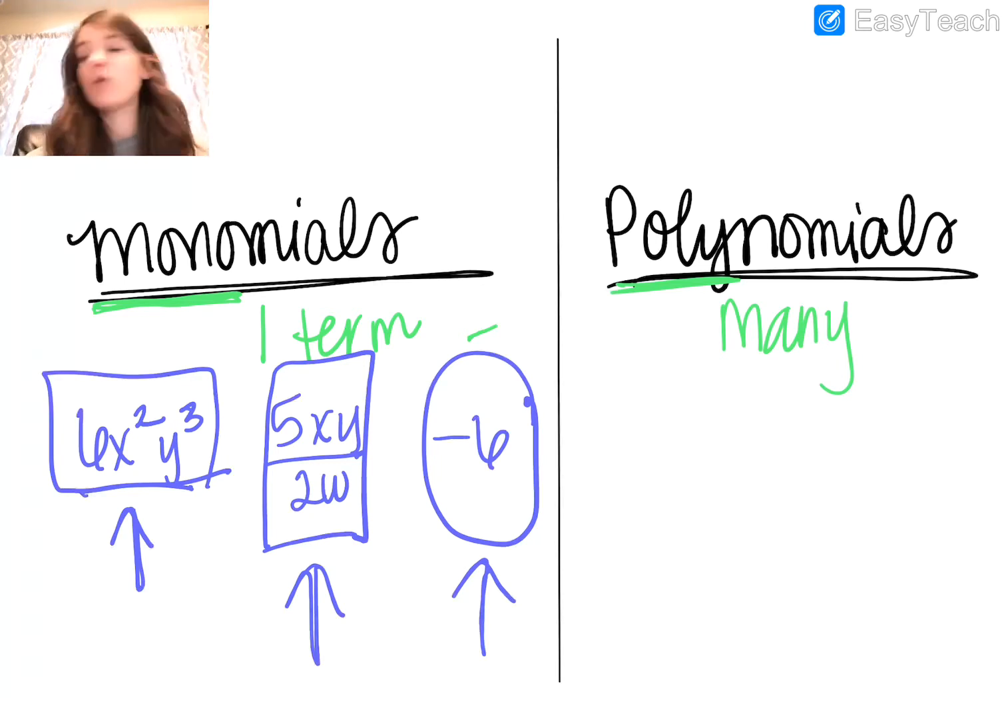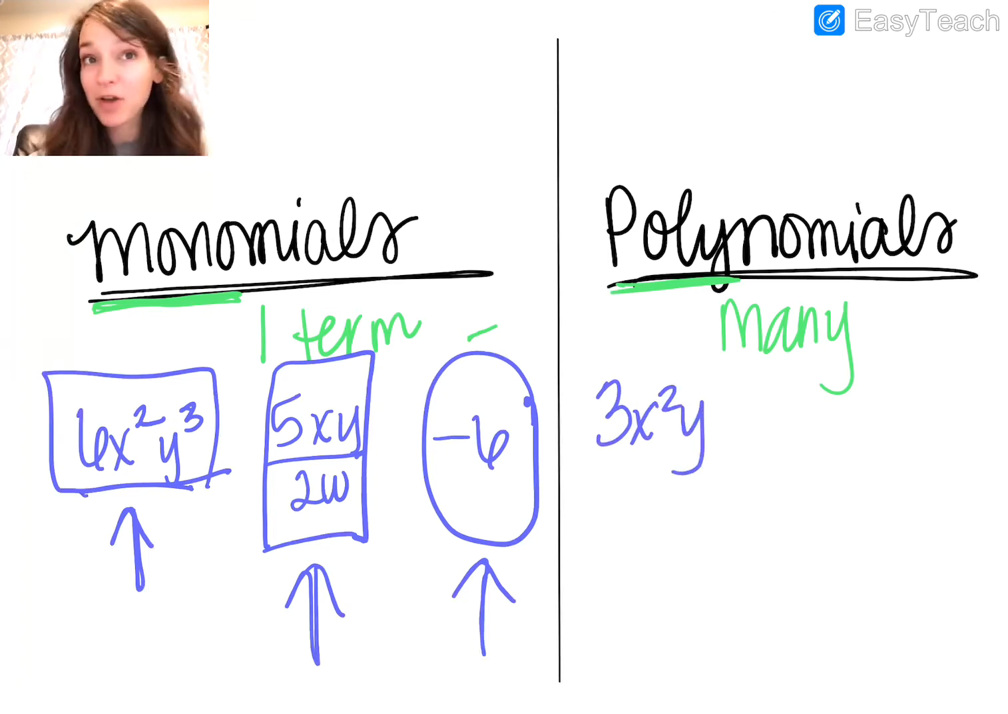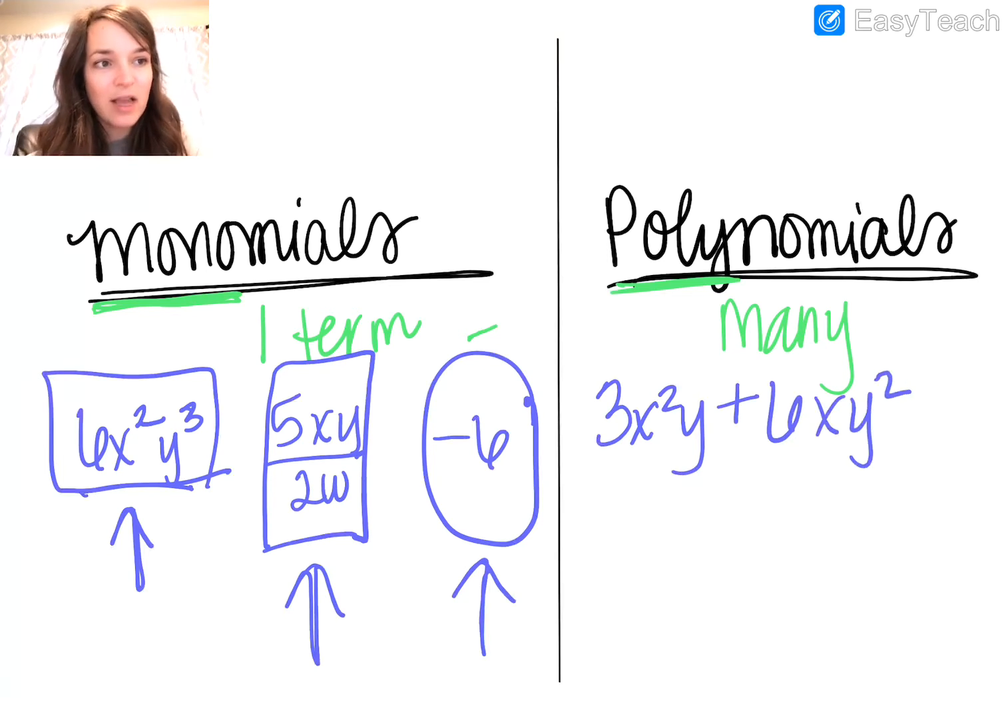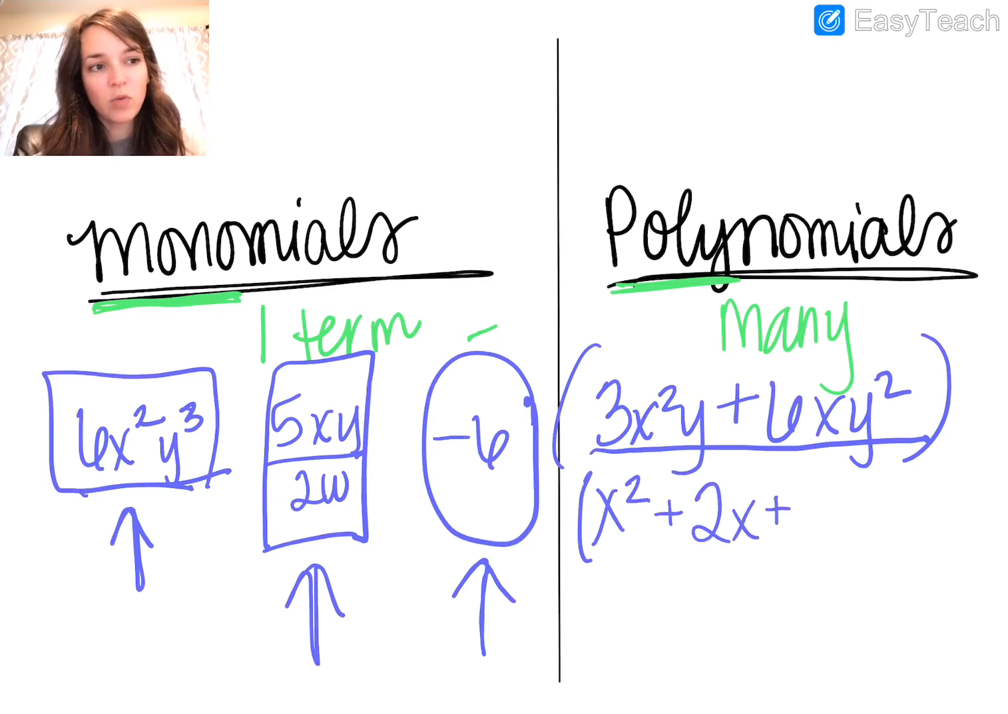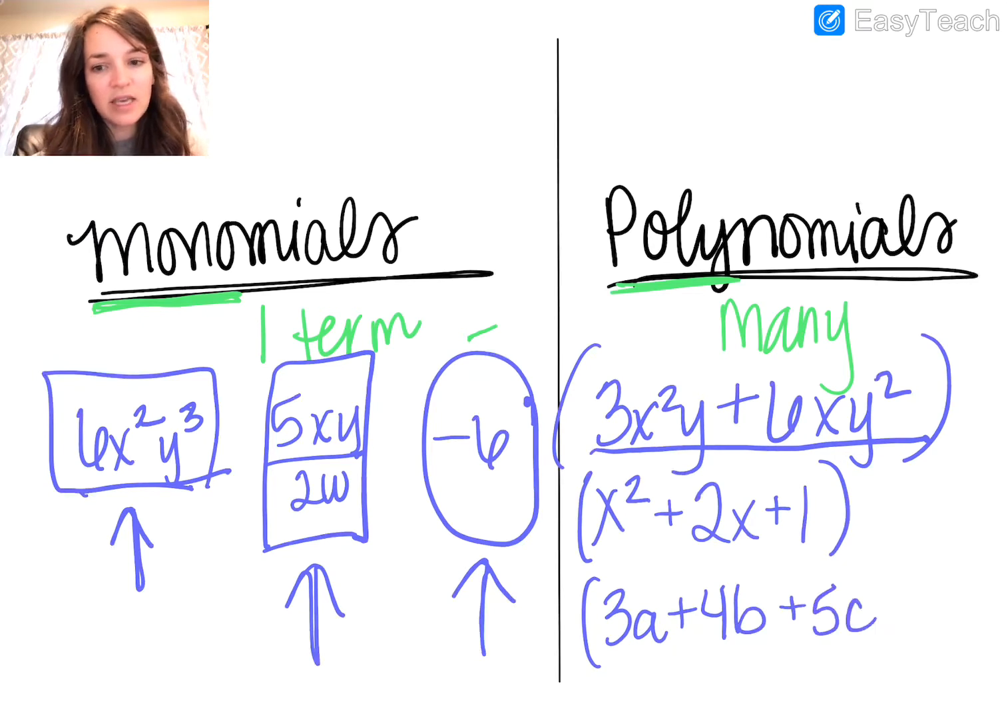So if we want an example of polynomials, that could be 3x squared y, which is a monomial. But if we say plus 6xy squared, this whole expression is called a polynomial, okay? Or we could put it in parentheses to help us better see that. Another polynomial would be x squared plus 2x plus 1. And another one would be 3a plus 4b plus 5c plus d.